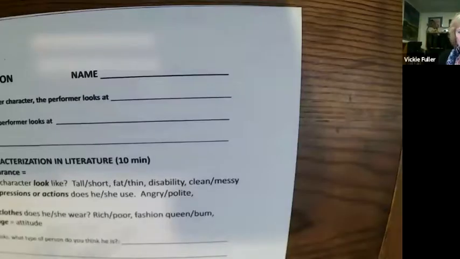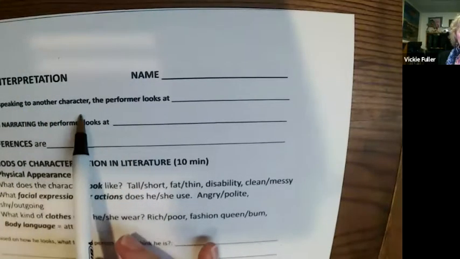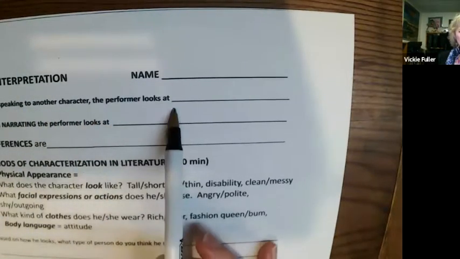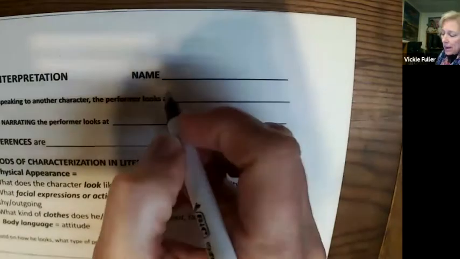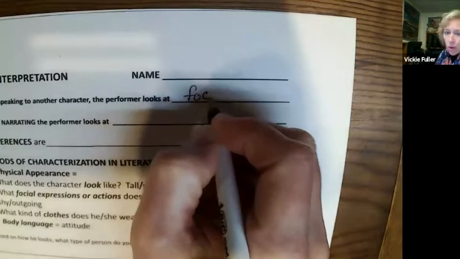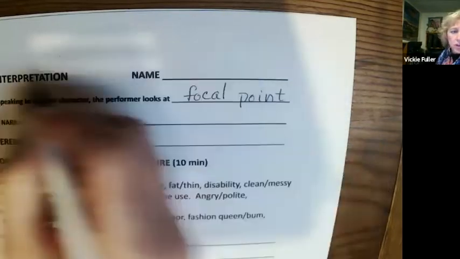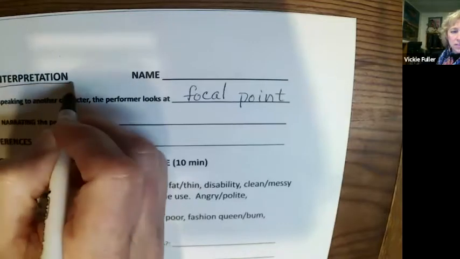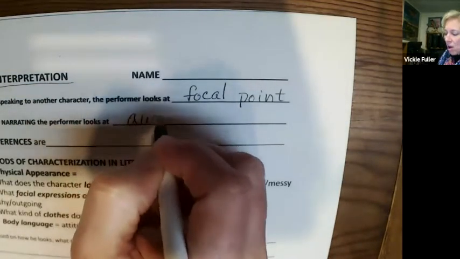So let's go to our first handout here, and we're going to just start filling in our oral interpretation handout. You've already written your name down. But when speaking to another character, the performer looks at not the other person, but at a focal point on the back wall. This is for when we are doing oral interpretation as a competition. When narrating, the performer looks at the audience.